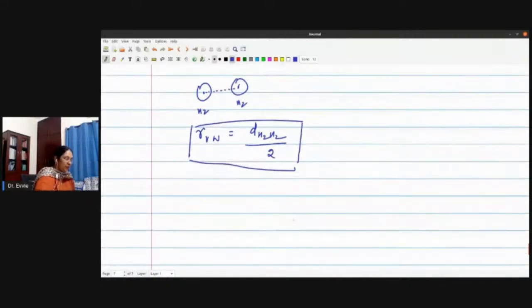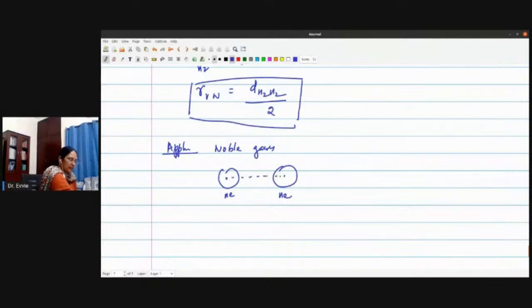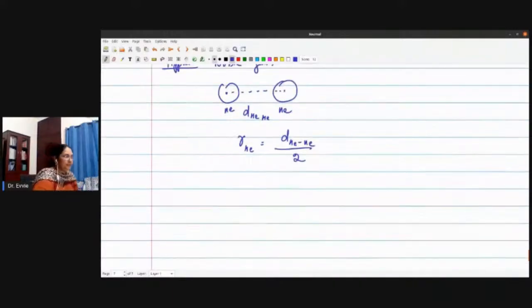Basically, this is applied for noble gases. If you want to find out the radius, always remember noble gases will have the longest radius. So if I say helium and helium here, this is called your van der Waals force of attraction. So how do I find the radius? So this is your d He-He. So the radius of helium will be equal to d of He-He divided by 2. Okay, so now coming to the last one.